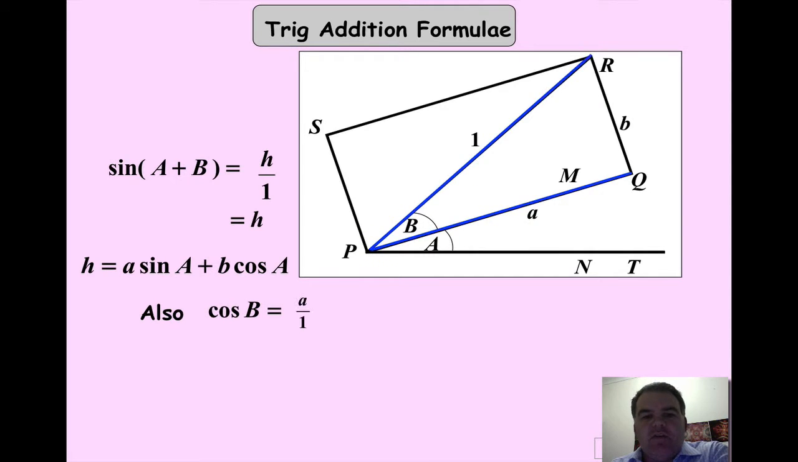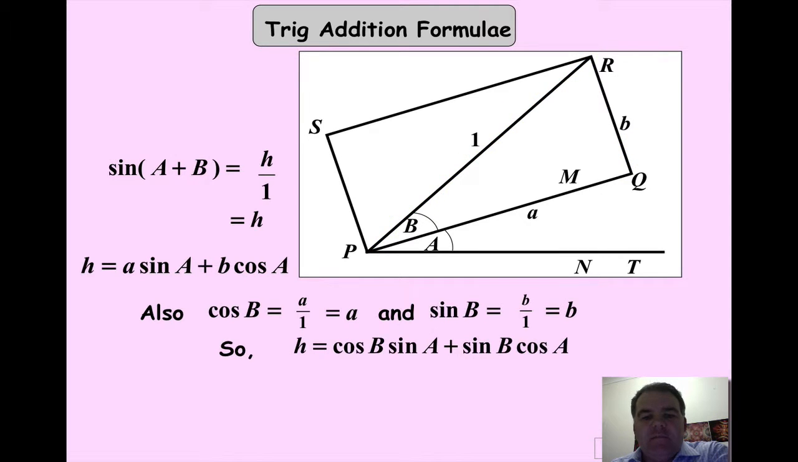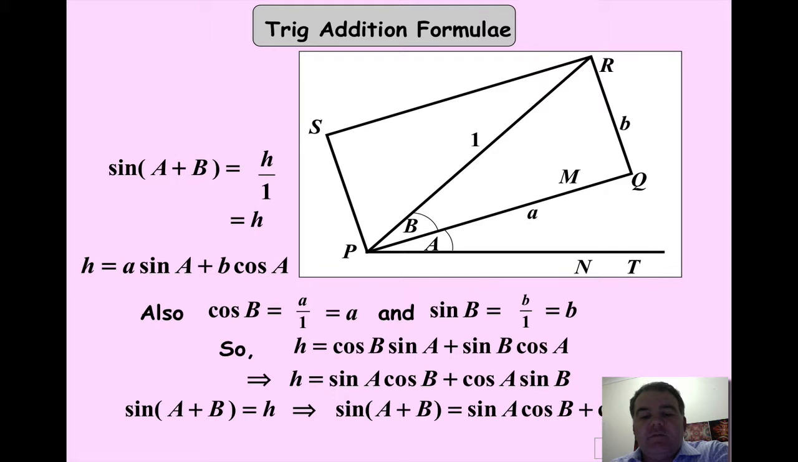Okay, we can do the same thing for cos of B and sine of B. Work out that they're just a and they're just b. So that is the height. Cos B sine A plus sine B cos A. Okay, so that is the expression for sine A plus B. It is on your formula sheet. You do not need to know the proof.